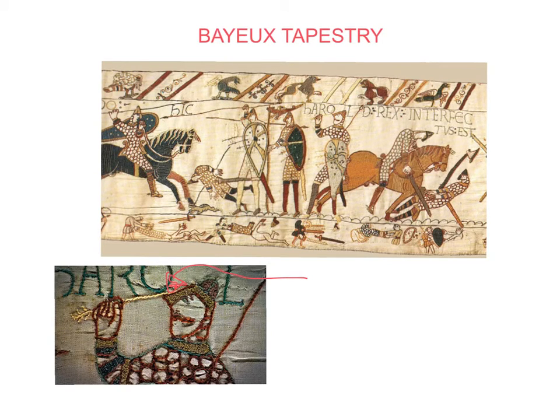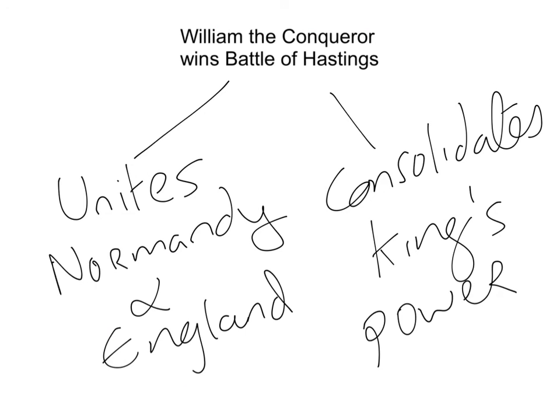And in the end, William the Conqueror wins the Battle of Hastings in 1066 and becomes the new King of England. So William the Conqueror is the King of England. He unites Normandy and England, the Norman people with the Anglo-Saxons, and he consolidates the king's power in England by trying to reduce the power of the nobility in England and increase his power. He does this by taking away lands of the nobles and putting friends of his, Norman lords and friends, in their place.